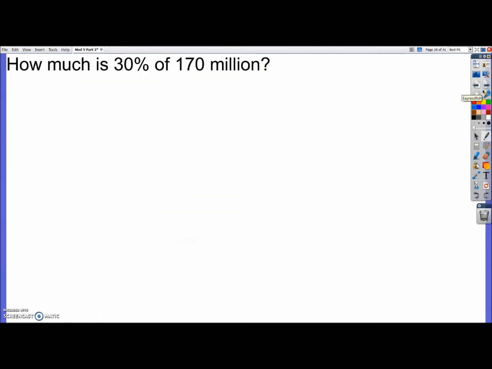So now it says, how much is 30% of 170 million? In order to do this, what we need to do is write these both in scientific notation. So my first one right here is the 30%, and my second part is 170 million. So 30% written out as a decimal is just 0.3. And whenever we see the word "of," this means multiplication. So it's of 170 million.